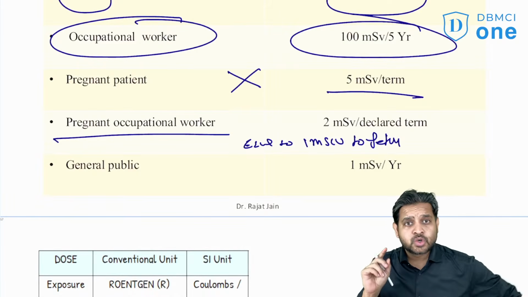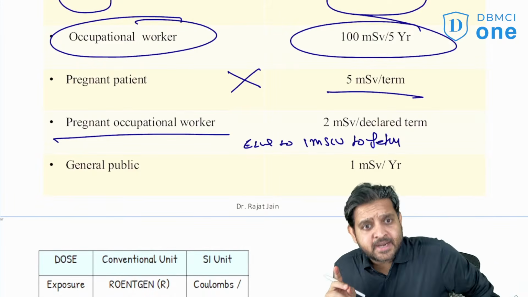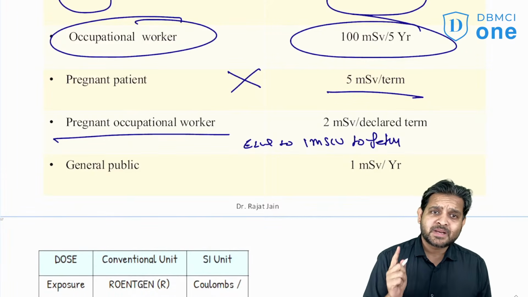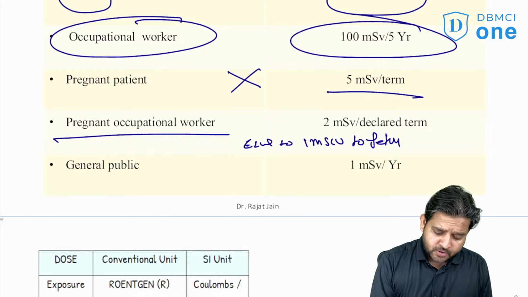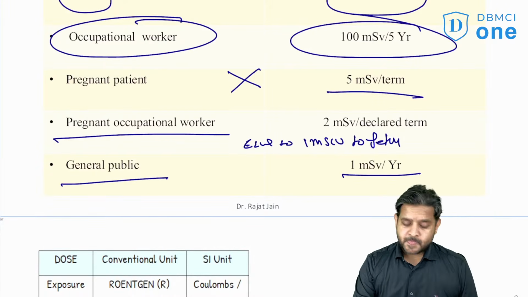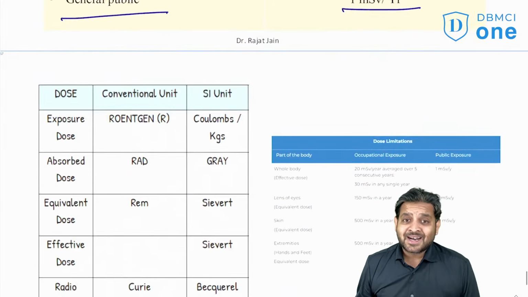2 millisievert dose to this pregnant female at the surface of her lower abdomen, which is equal to 1 millisievert dose to the fetus. And for the general public, it is 1 millisievert per year, right? Okay. Now, what are the other values?